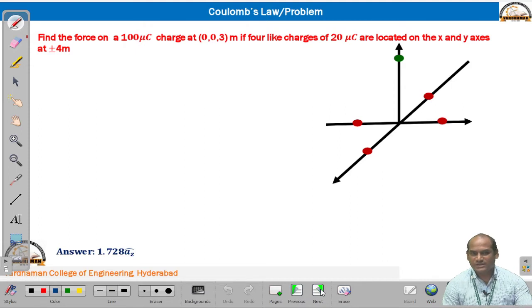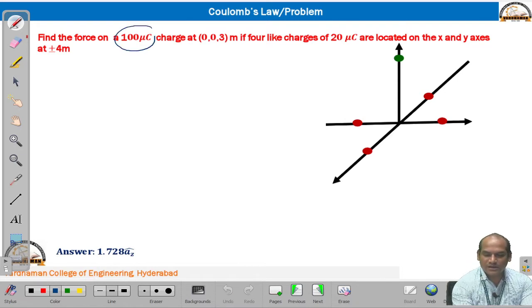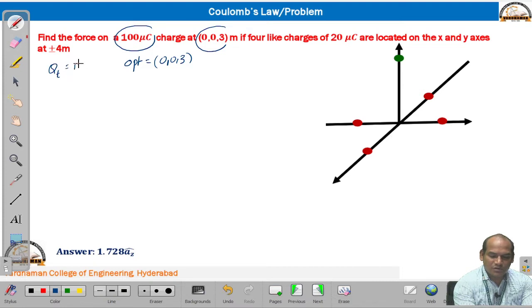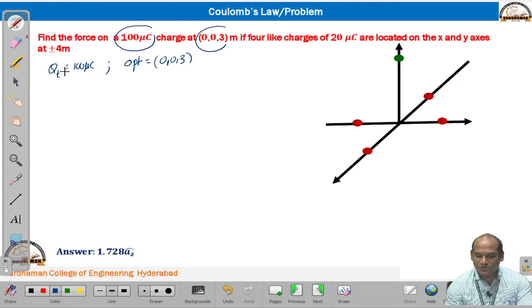Now, based on that we will see one problem. Find the force on a 100 microcoulomb charge which is available at 0, 0, 3. So, this is our observation point, because at this point only we are finding the force. So, the observation point is equal to 0, 0, 3, and on which charge we have to calculate? Test charge is equal to 100 microcoulomb, and that is available at 0, 0, 3.